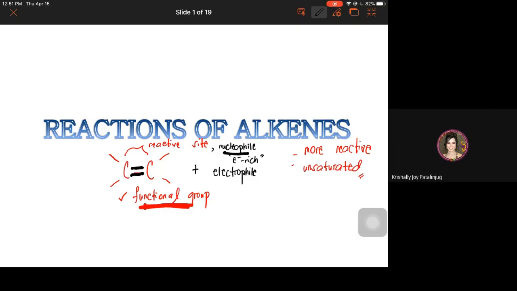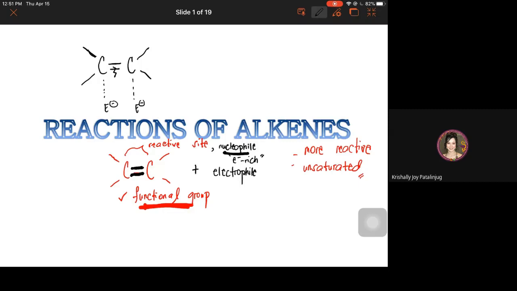So, how does electrophilic addition work in general? In general, electrophilic addition will happen via the breakage first of a pi bond. So remember that. Before you add an electrophile on the reactive site of the alkene, either on the first carbon or the second carbon of the double bond, you have to break first the pi bond.